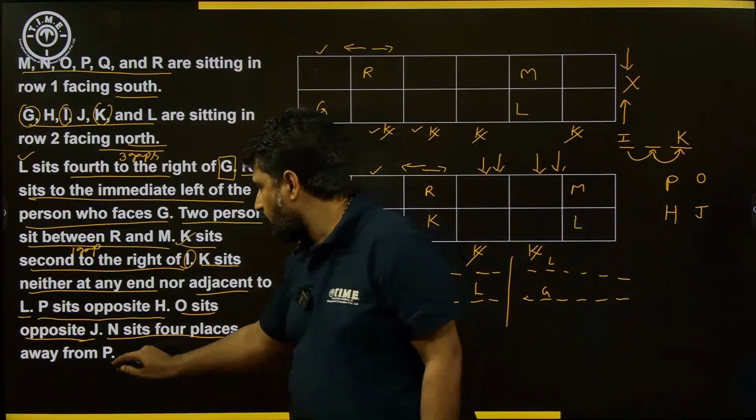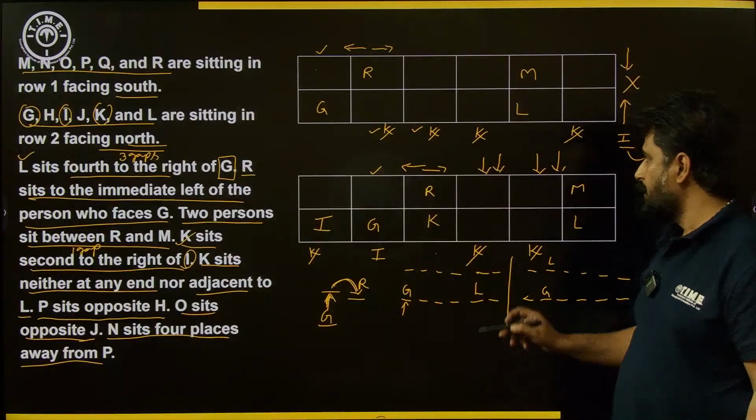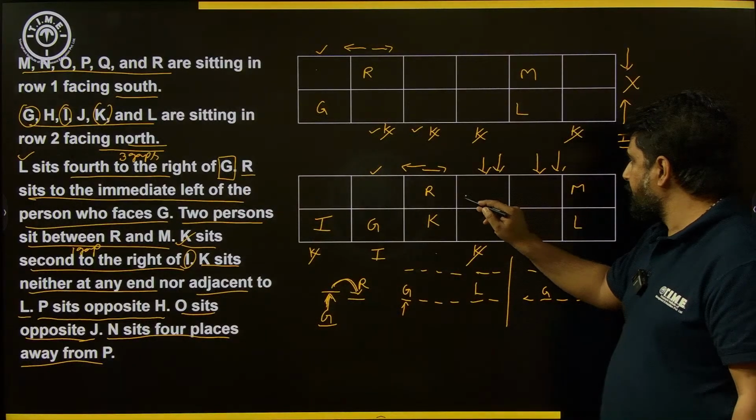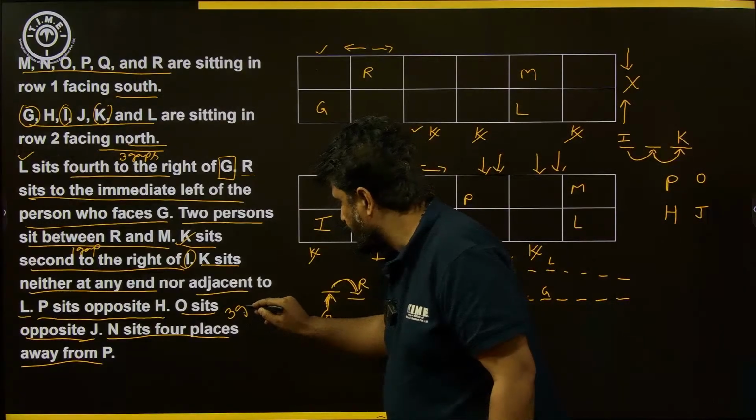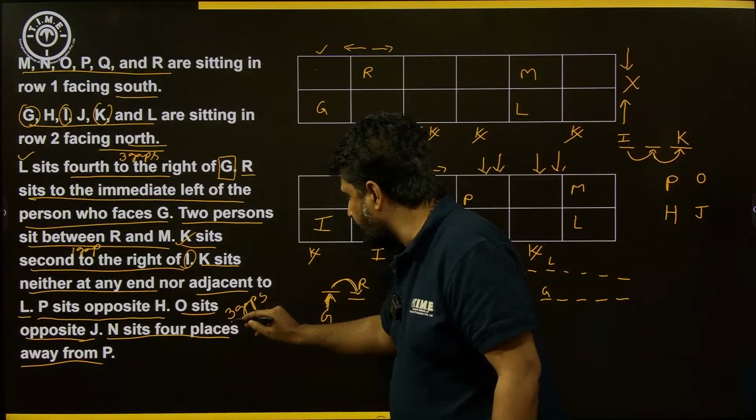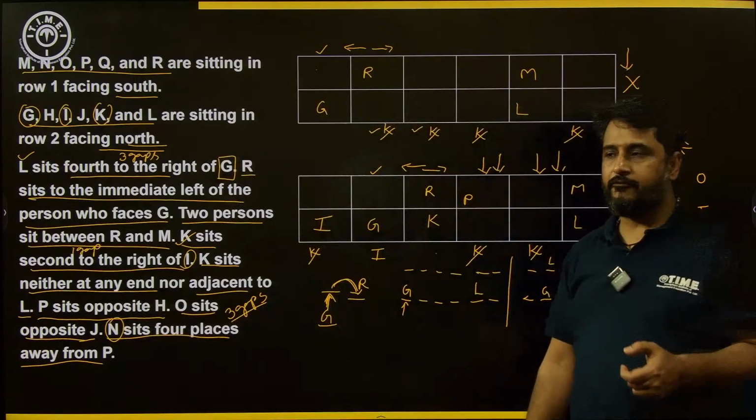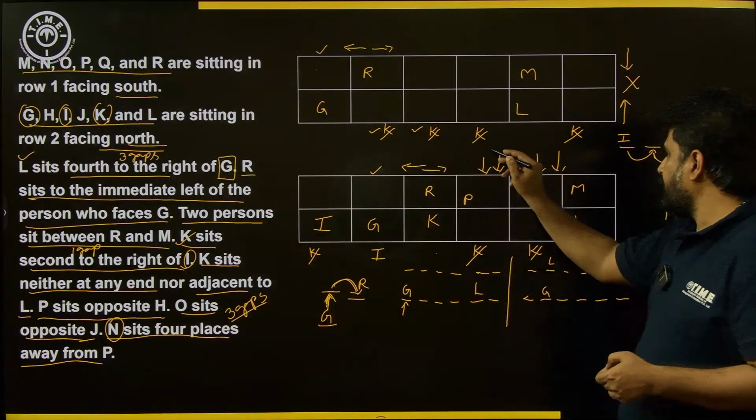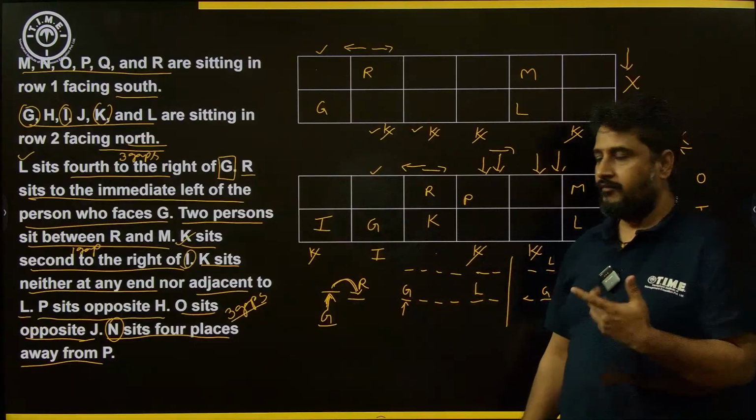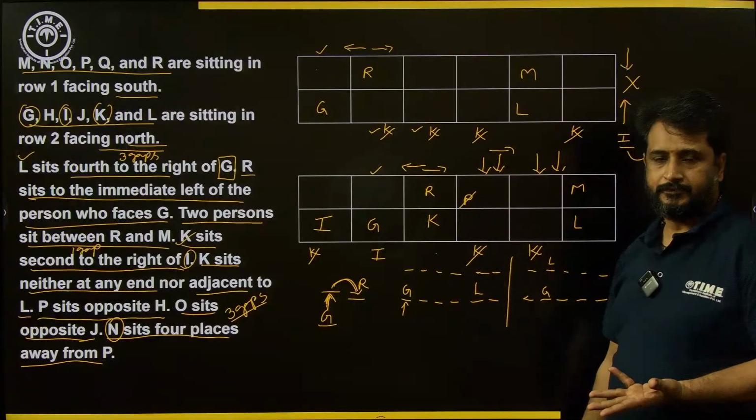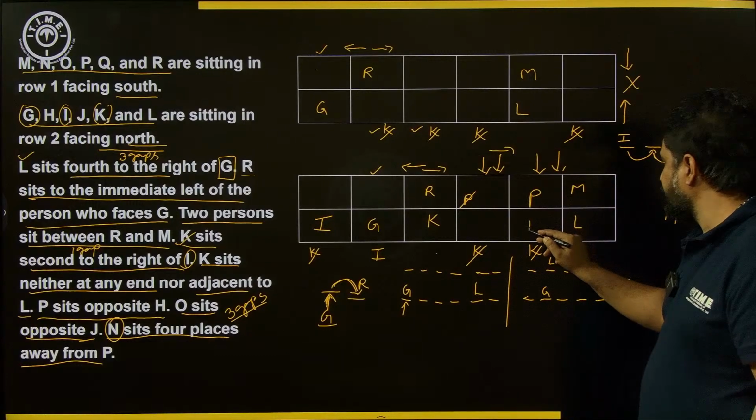N sits 4 places away from P. If suppose I take the P here, 4 places away means we need 3 gaps. In 3 gaps, we have to fix the N from the position of P. So P here, if I take left side, we have only 2 places. If I take the right side, I have only 3 places, which means P cannot be taken here. Simple. So the only possible place is P here, and P sits opposite H.